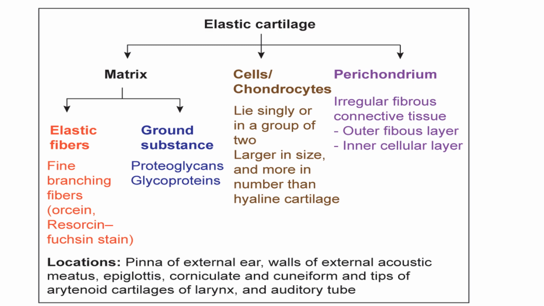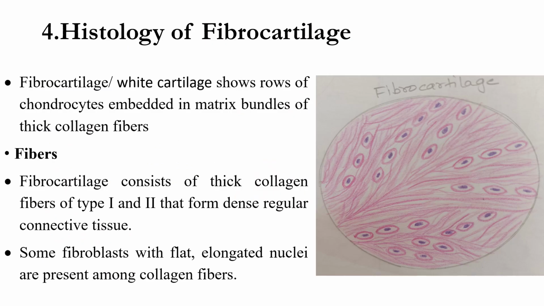Elastic cartilage is located in the pinna of external ear, then the walls of external acoustic meatus, in epiglottis, corniculate and cuneiform. So epiglottis, corniculate and cuneiform are the three cartilages of larynx which are elastic in nature. And also we have elastic cartilage at the apical part or tip of the arytenoid cartilage of larynx and in the eustachian tube.